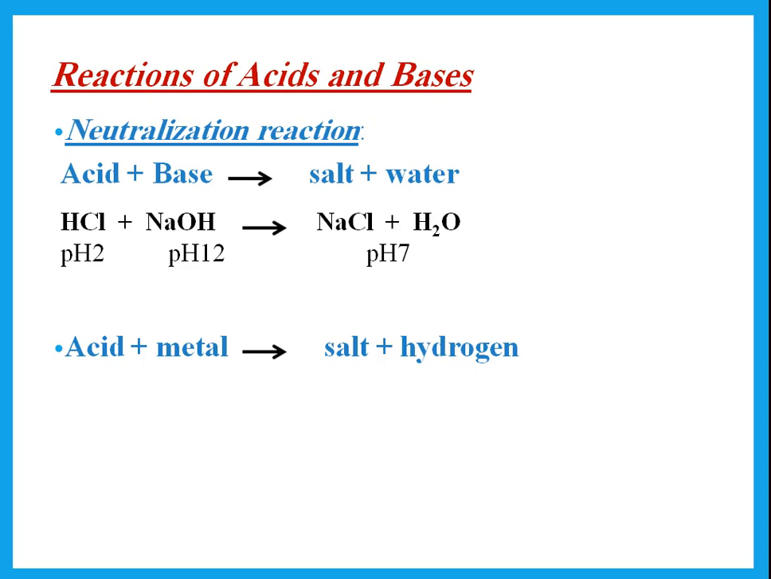Okay, what about acid plus metal? If I react acid with a metal, what comes out is still called a salt, but this is a salt plus hydrogen gas. So if I have zinc with hydrochloric acid, for example, it forms zinc chloride, and I'm left with hydrogen. So remember, acid plus base gives salt plus water. Acid plus metal gives salt plus hydrogen.